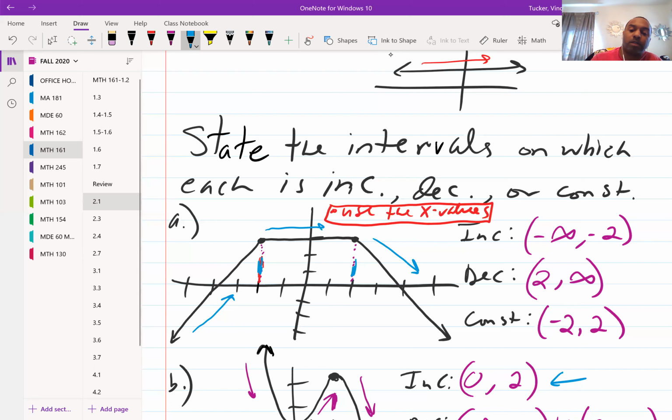All right. So that's how we got these intervals over here. And once again, these are set up because we're reading from left to right. That's why we're going from negative infinity to positive infinity in this case. And we just need to break it up according to our intervals. How is your function behaving in each interval?